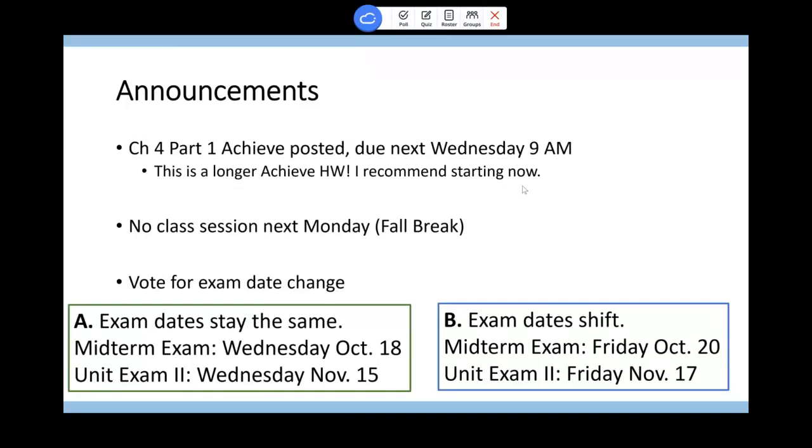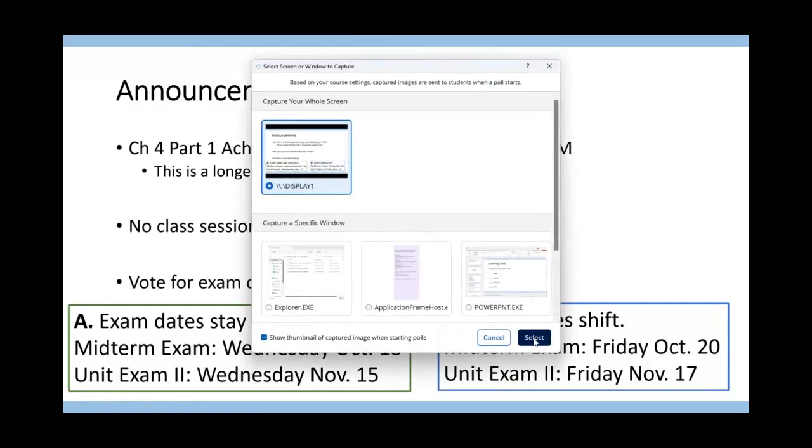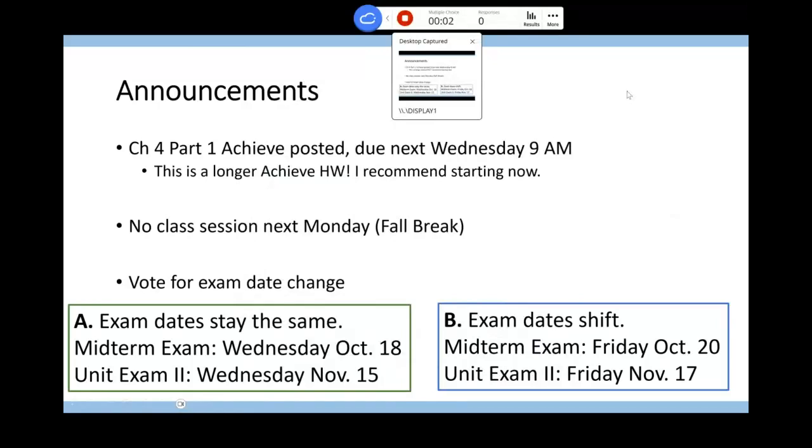And then we're going to do this vote for the exam change. So let me push this poll to your devices on iClicker. The option is A, if you want to have the exam stay as the same dates, and then B, if you want to move them to the Fridays. So I'll give you all 30 seconds to a minute to vote. And then I have another section, so I'll compile all of the votes, and then I'll post an announcement today about the exam dates.